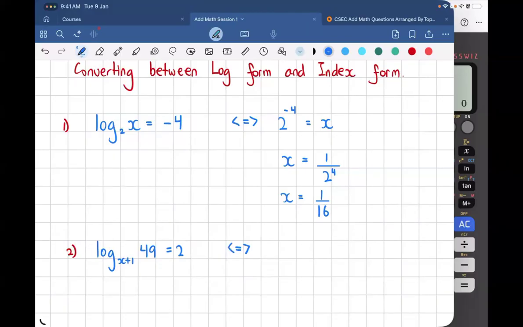It'll confuse you. Think of it as a whole term. So just whatever you do, make sure you put it in brackets. Make sure you put the x plus 1 in brackets.